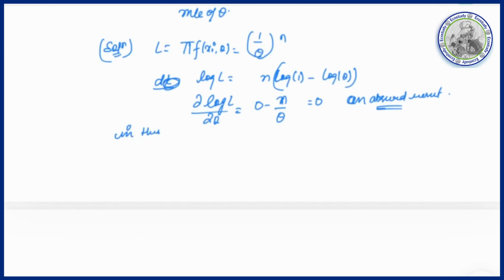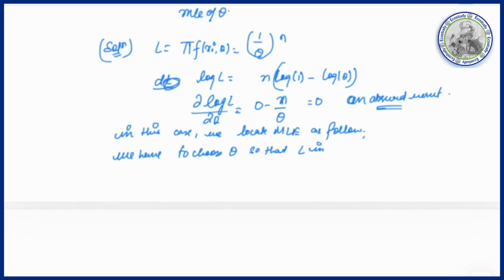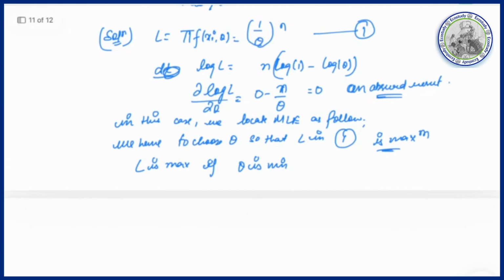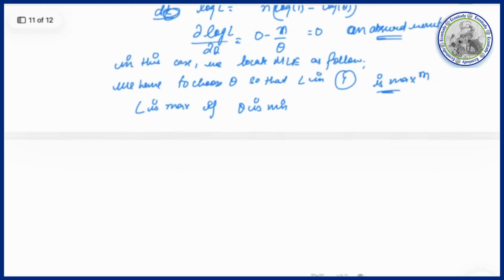So in this case we locate the MLE as follows. We have to choose theta so that L is maximum. And L is maximum if theta is minimum. Why is this? Because L is 1 upon theta to the power n, so if theta is smaller then L will be bigger.